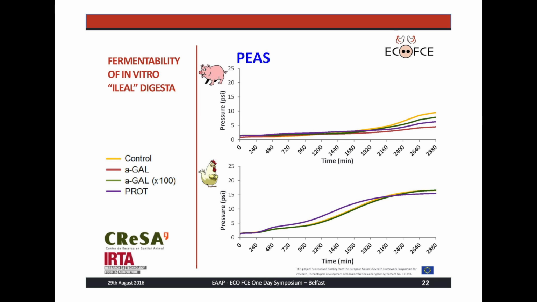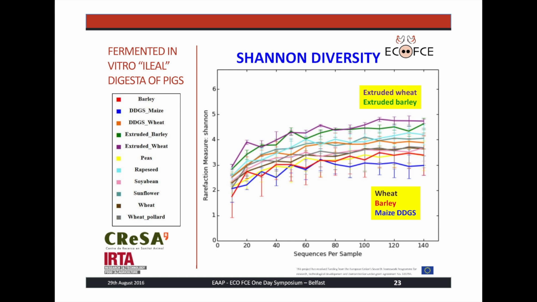Okay, so when we finished this, we collected this, we studied the microbiota, and here there is a study. This is for the ileal digestive pigs, and we did not see an effect on the microbiota, at least on the diversity, for the different enzymes, but we can see an effect of the different ingredients. Here, for example, what we can see is that the maize DDGS is the ingredient that gave the lowest diversity of different types of microbes. Okay?